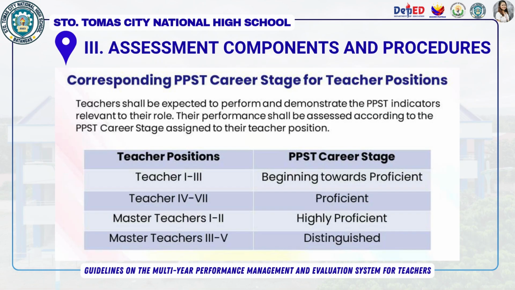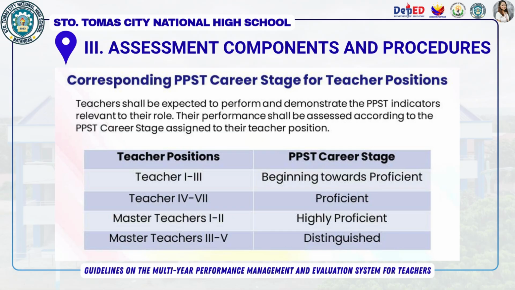The indicators you are assessed on are directly linked to your current teacher position and the corresponding PPST career stage. We do not use a one-size-fits-all approach. Teacher 1 to 3, beginning towards proficient. Teacher 4 to 7, proficient. Master teachers 1 to 2, highly proficient, and master teachers 3 to 5, distinguished. This is critical because your performance is only assessed against the standards relevant to your current role.